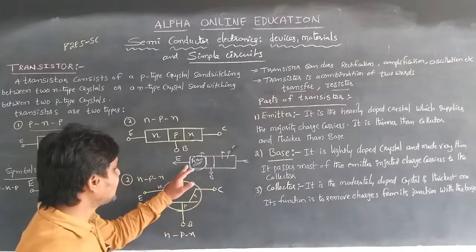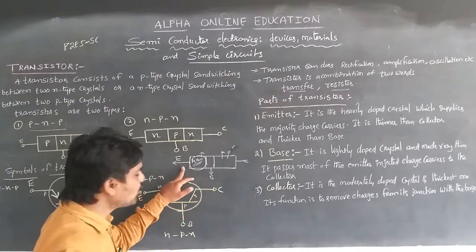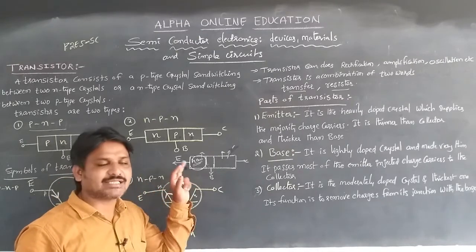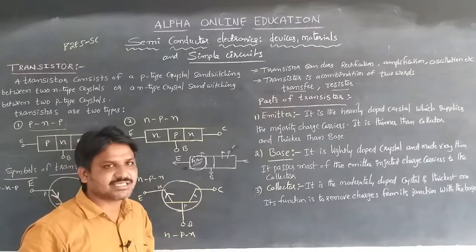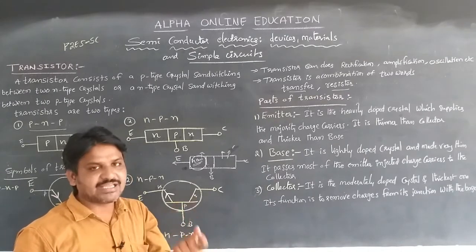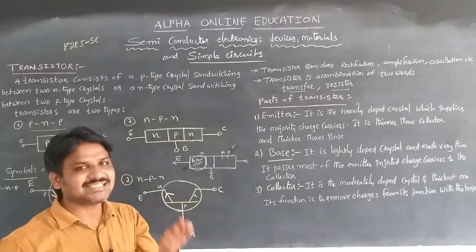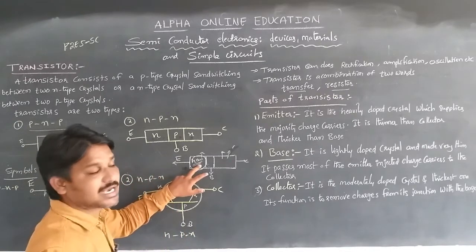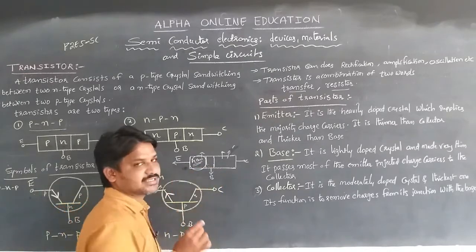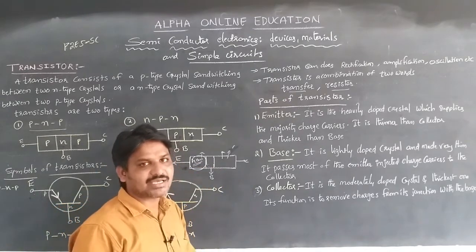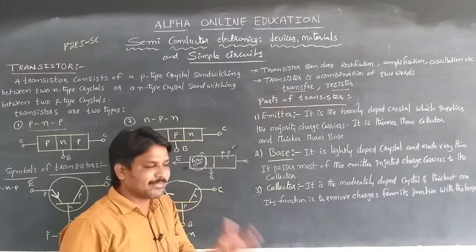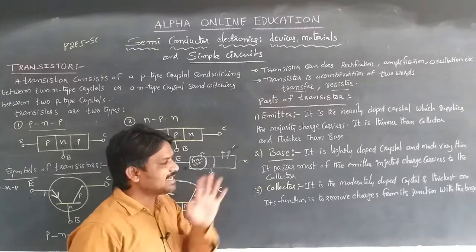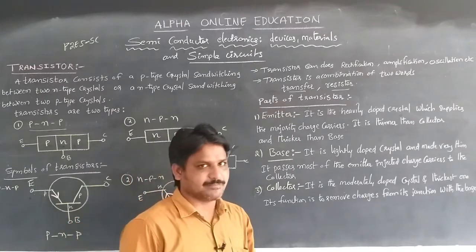So the emitter is a heavily doped crystal which supplies the majority charge carriers, in either PNP or NPN transistors, and it is thinner than the collector and thicker than the base. In the circuit, the charges are supplied by the emitter only. The next one is the base. It is a lightly doped crystal.